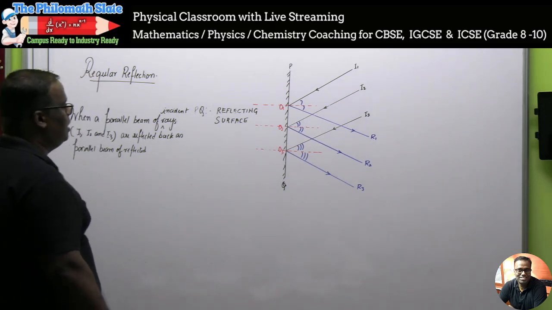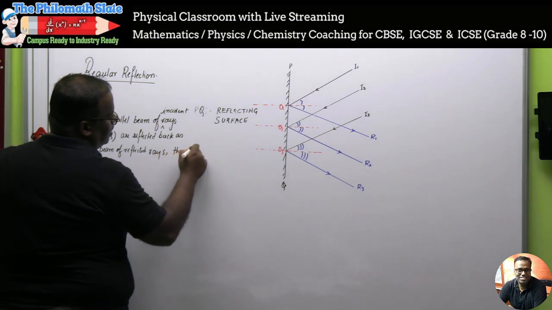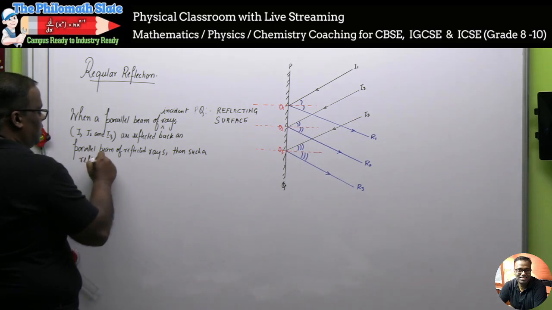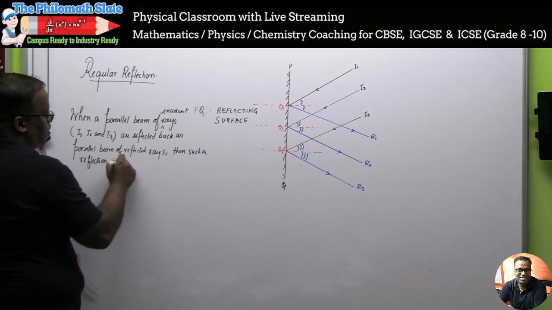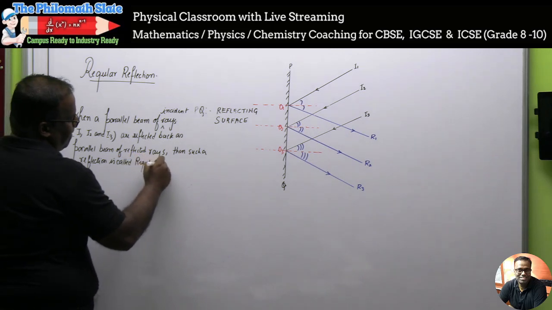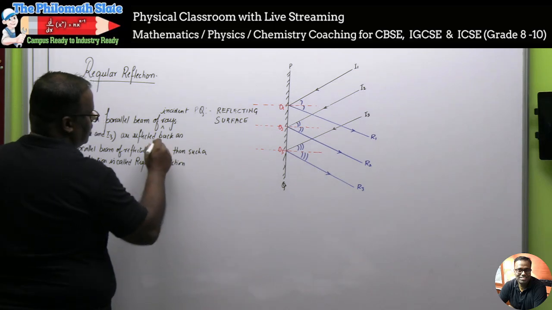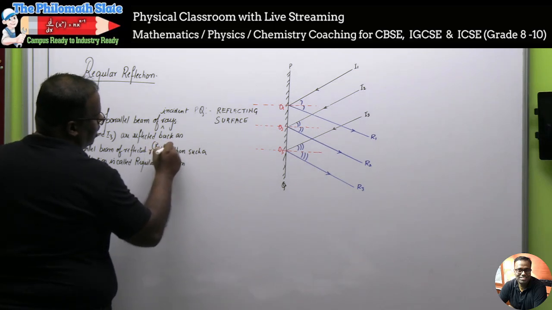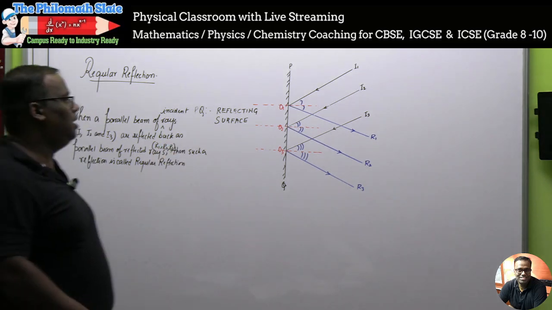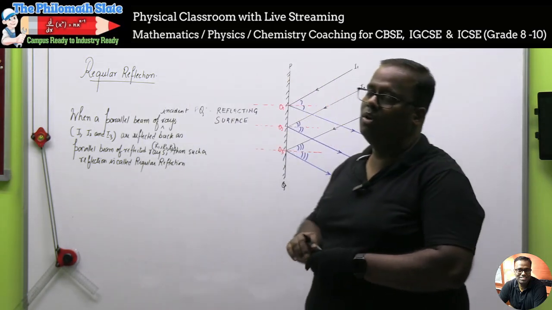आप parallel आए थे, parallel जा रहे हो. Parallel rays. Then such a reflection is called regular reflection. Very easy to understand. And you can use the rays R1, R2, R3 in your diagram. You came parallel and you got reflected parallel. Then it is known as regular reflection.